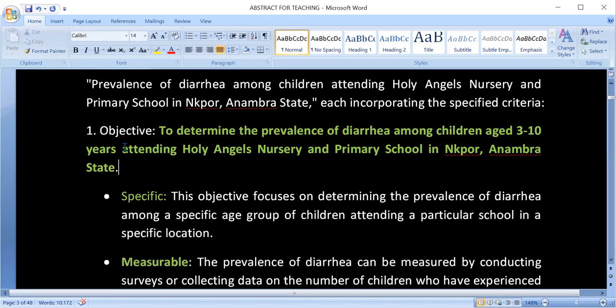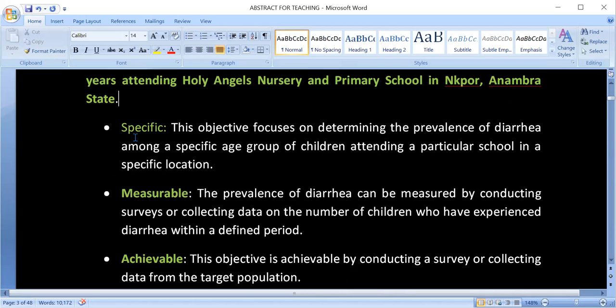Now, this objective has been stated. Now, let us see if it meets up with the criteria of a well-stated objective. And don't forget the acronym we use, SMART. Okay, now let's check if this objective is SMART.